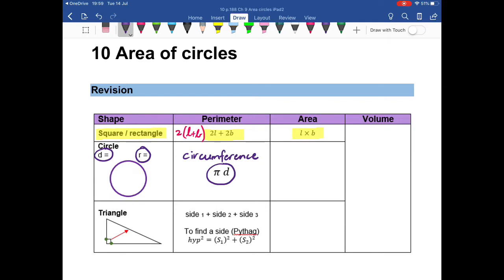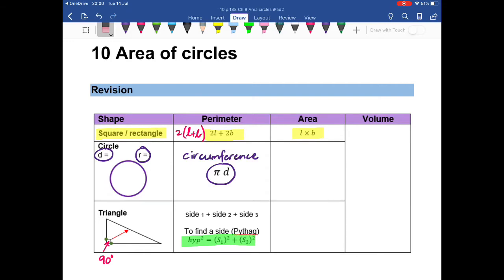Then we went on to the triangle, and our triangle was perimeter. You're going to have side 1 plus side 2 plus side 3. That would give you the perimeter, but sometimes you have to use Pythagoras in order to find one of the sides. And remember, Pythagoras can only be used if there's a 90-degree angle. And that is the most important marking in your triangle, because when we were doing perimeter of the triangle, that points to the hypotenuse. So your right angle points to the hypotenuse.